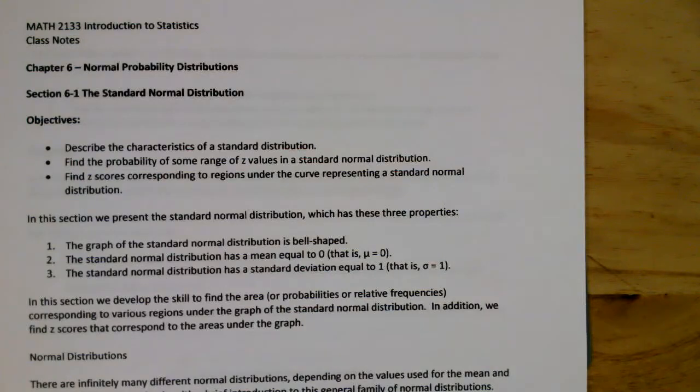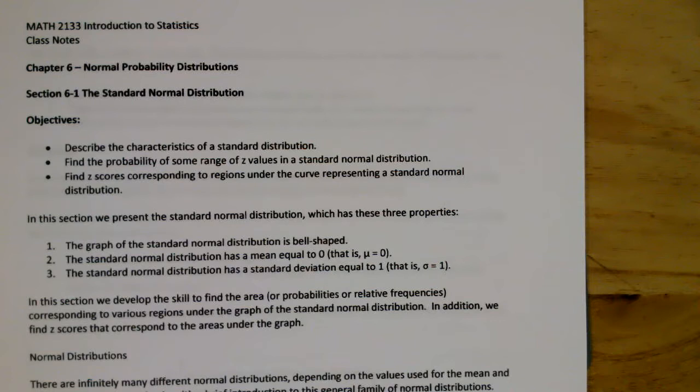In section 6.1, we'll look at the standard normal distribution. Out of that section, we're going to describe the characteristics of a standard normal distribution. Also, we'll find the probability of some range of z values in a standard normal distribution and find z-scores corresponding to regions under the curve representing a standard normal distribution.